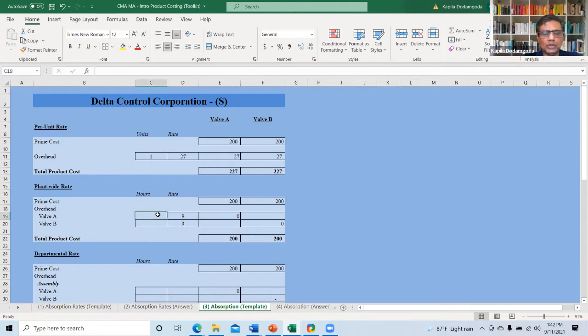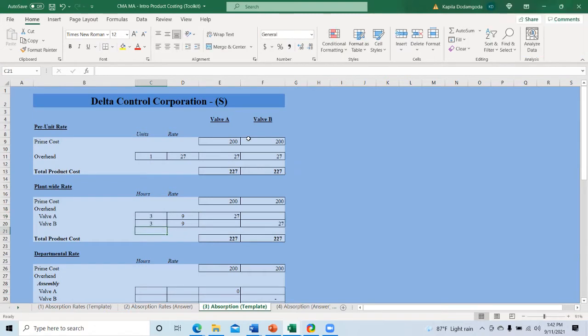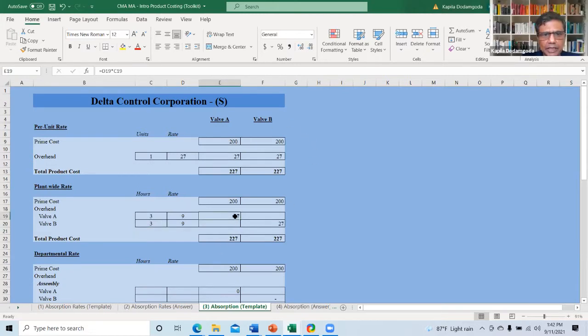For valve A also, in assembly department, we use 1.5 labor hours. Valve machining department, we use another 1.5 labor hours. So altogether, valve A would use 3 hours. Valve B also would use 3 hours. So altogether, valve A would absorb $27 per unit. Valve B also would absorb $27 per unit. Okay.